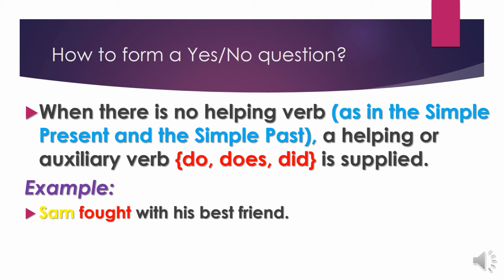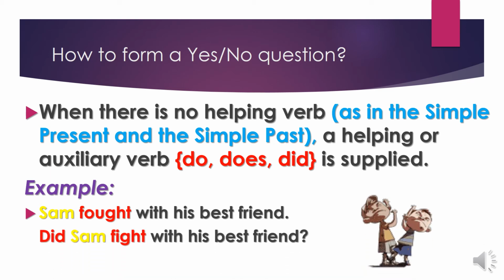Fought is in the past, so to be able to form the yes or no question, I have to add did before the subject, and then the question will be, did Sam fight with his best friend? Pay attention, it's very important to use the base form of the verb after did or do or does. So did Sam fight with his best friend?